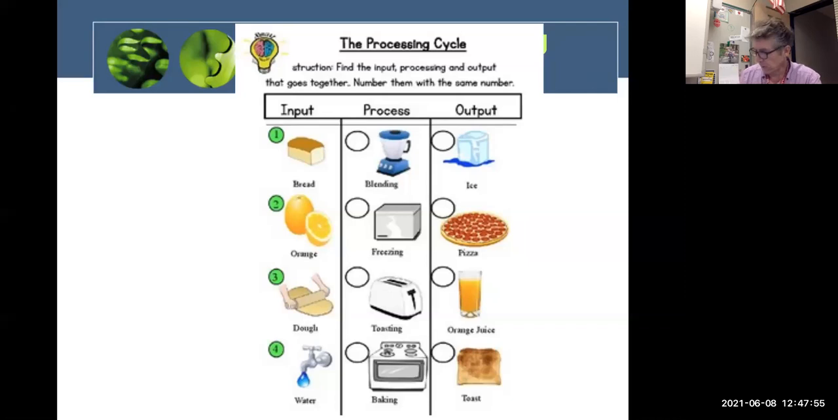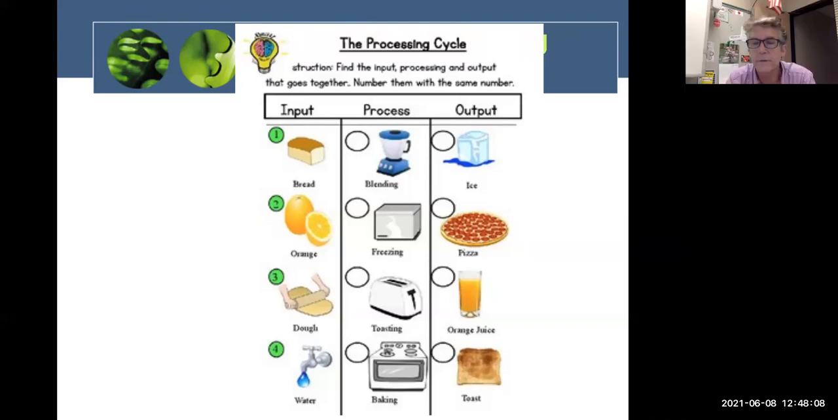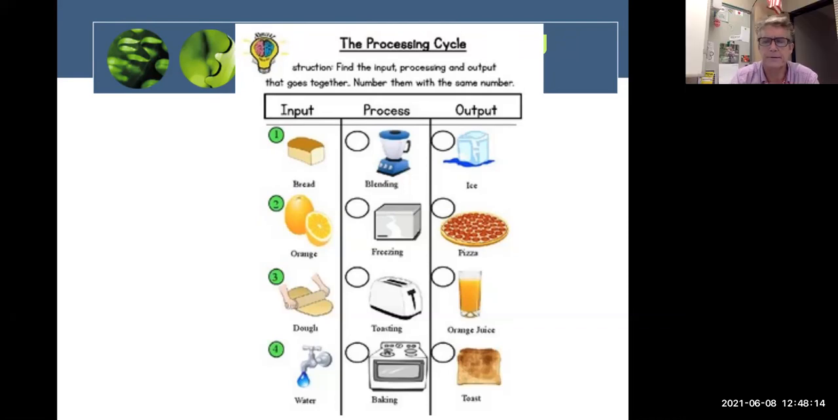Okay, last one. Brian Tejada Corneo, can you tell me about water? What's the process and output for water? It's going to be freezing and ice. It's not just one thing. So we start with water. Water's the input. Then we're going to freeze it as the process, and we're going to get ice as our output.